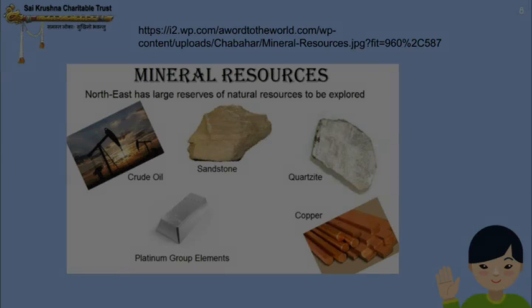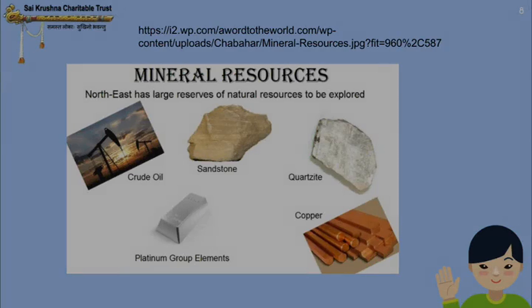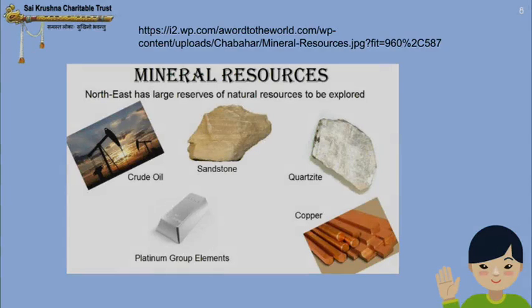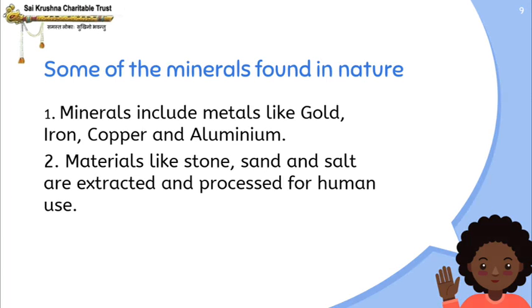Okay, so these are a few mineral resources which are found: crude oil, sandstone, quartzite, copper, platinum group elements, and many more. Okay, so these are a few mineral resources which are found in the earth's crust. So some of the minerals found in nature: the minerals include metals like gold, iron, copper, and aluminium. You all have studied about metals in your class 5, right? And you have got many more, right?